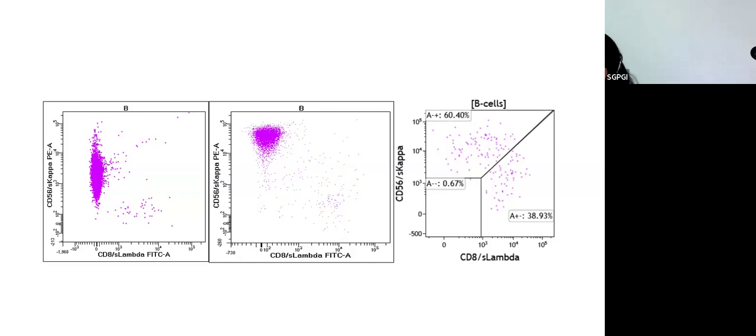Similarly, if you look at the x-axis here, that has CD8 and lambda. Why 8 and lambda? Because 8 we are assessing on the T cells, and lambda we are assessing on the B cells. So as long as we are able to get our T and B cells separately, we can club these two antibodies on the same channel to ensure that we are able to do more markers with less number of colors. So the plot on the left, do you think this is clonal?